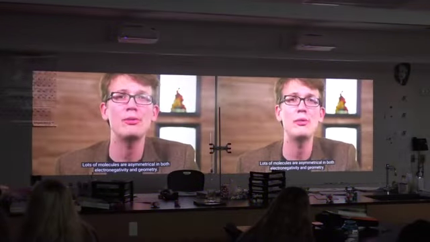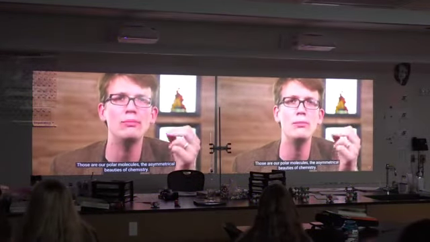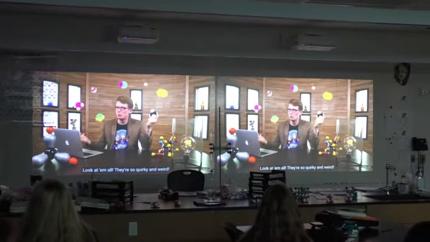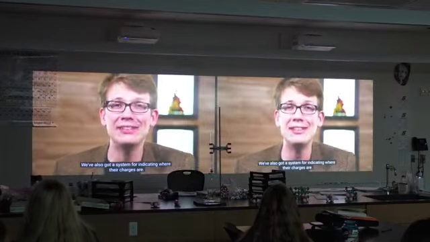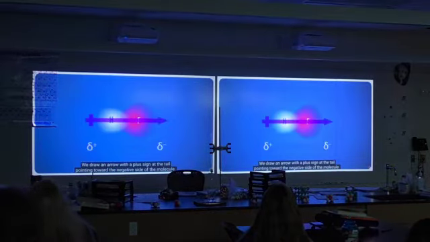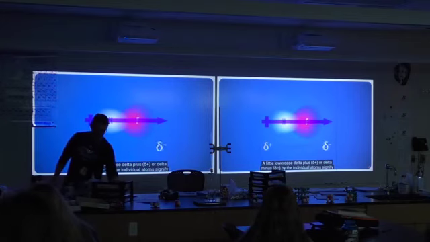Lots of molecules are asymmetrical in both electronegativity and geometry. Those are our polar molecules, the asymmetrical beauties of chemistry. Look at them all. They're so quirky and weird. They've also got a system for indicating where their charges are. We draw an arrow with a plus sign at the tail pointing toward the negative side of the molecule. Little lowercase delta plus or delta minus.